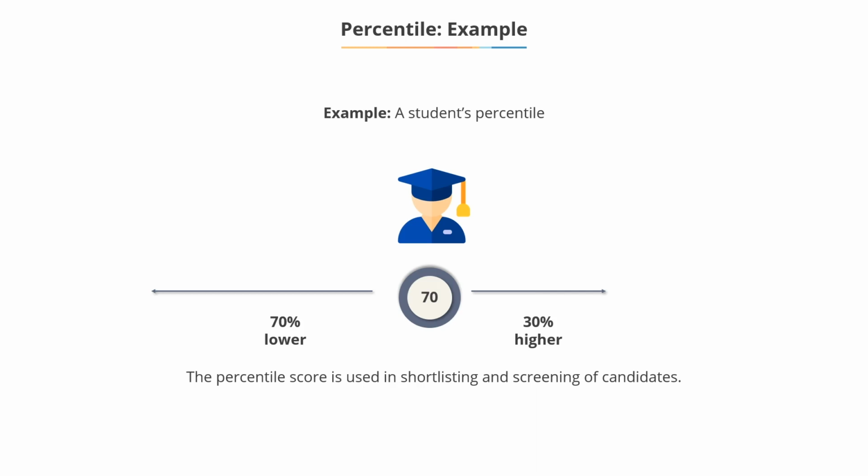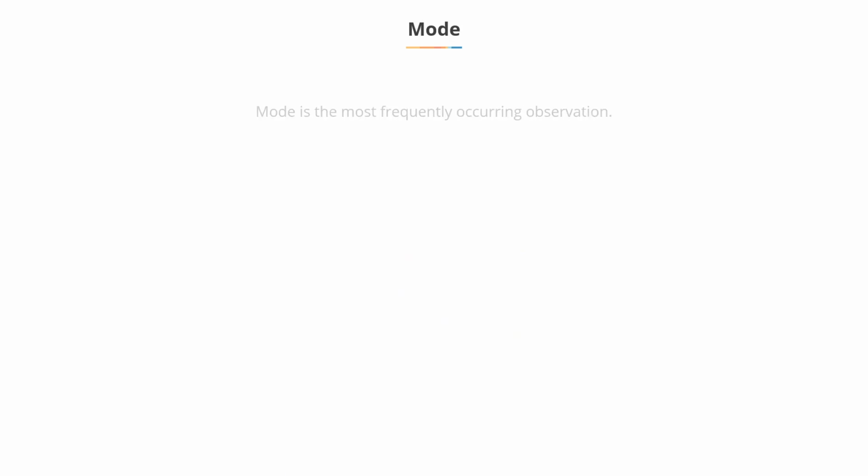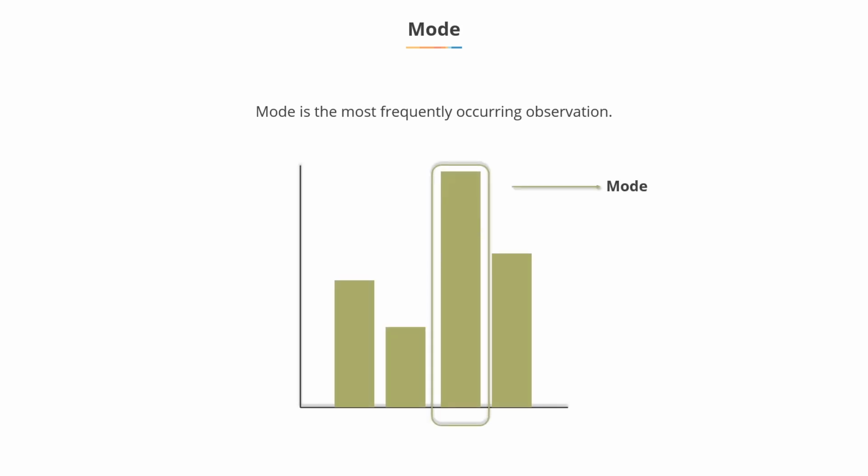So what is next? Mode. What do we mostly use when we want to look at qualitative rather than quantitative data? It is the mode. The mode of a data set is the most frequently occurring observation. The modal brand, for example, is the most preferred brand among several brands.